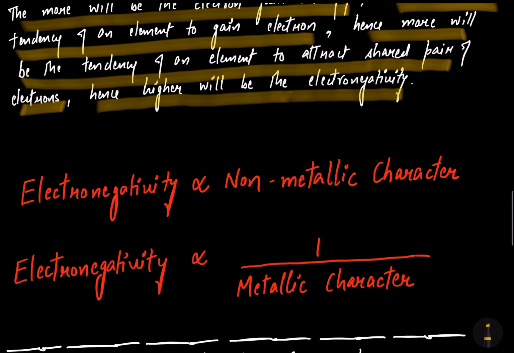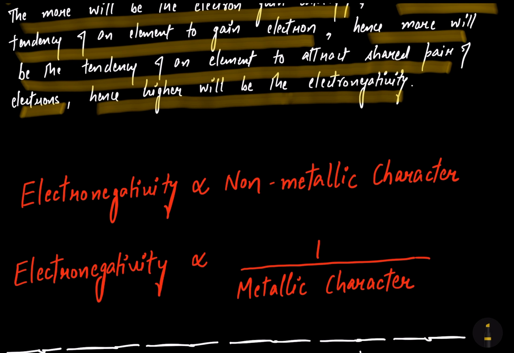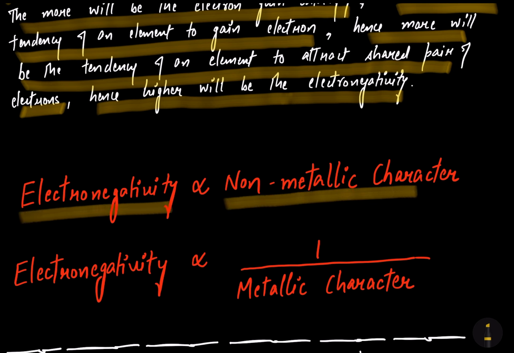Now let's talk about the very important term, electronegativity. The electronegativity of any element is directly proportional to the non-metallic character. What do we understand by non-metallic character? It is the tendency of an element to gain electrons. If the tendency of an element to gain electrons is higher, that means non-metallic character is also higher, so that element will have greater tendency to attract the shared pair of electrons also, and hence higher will be the electronegativity.